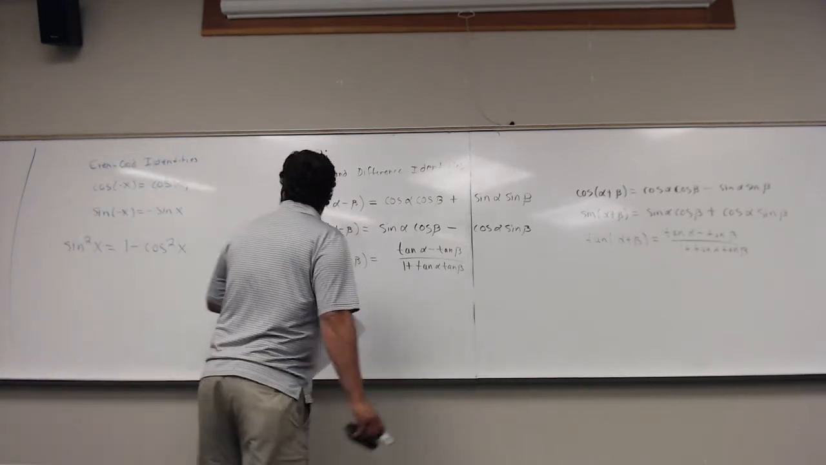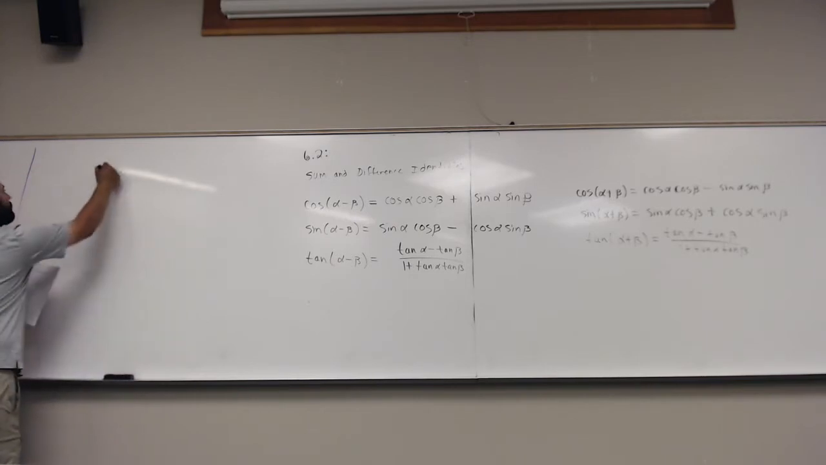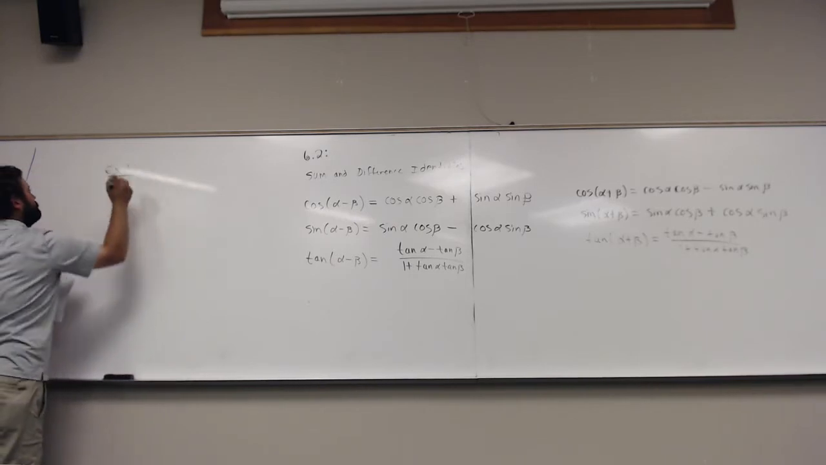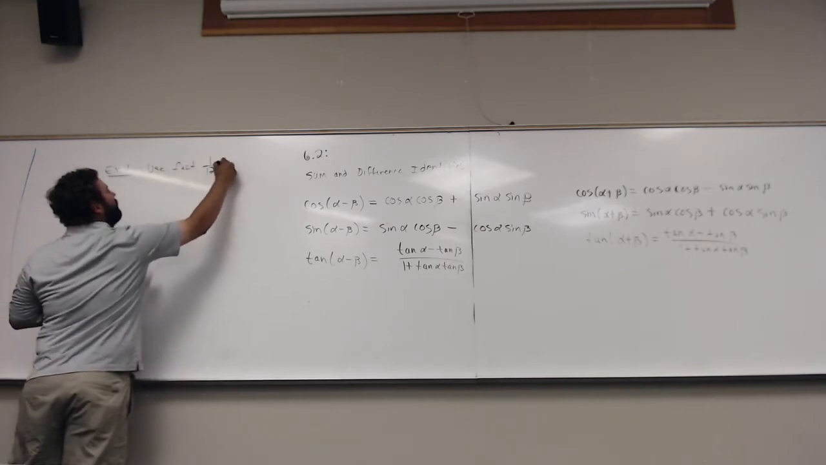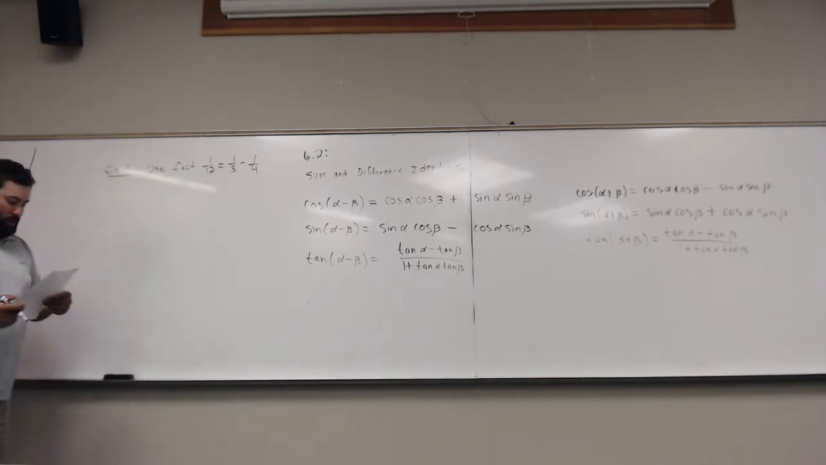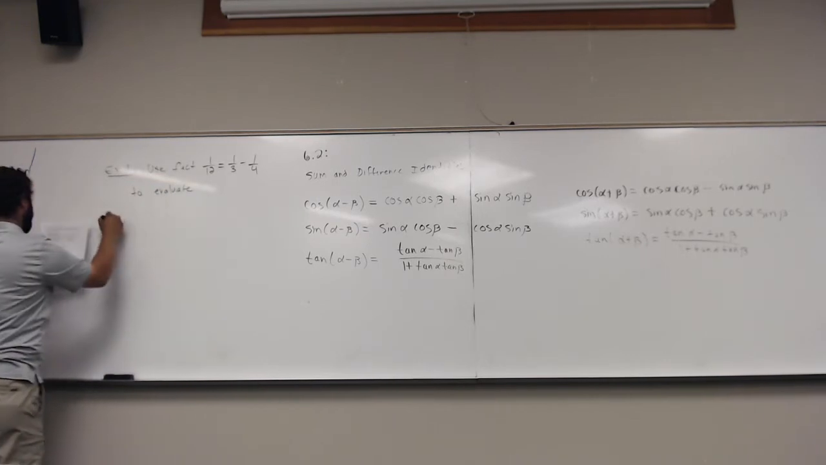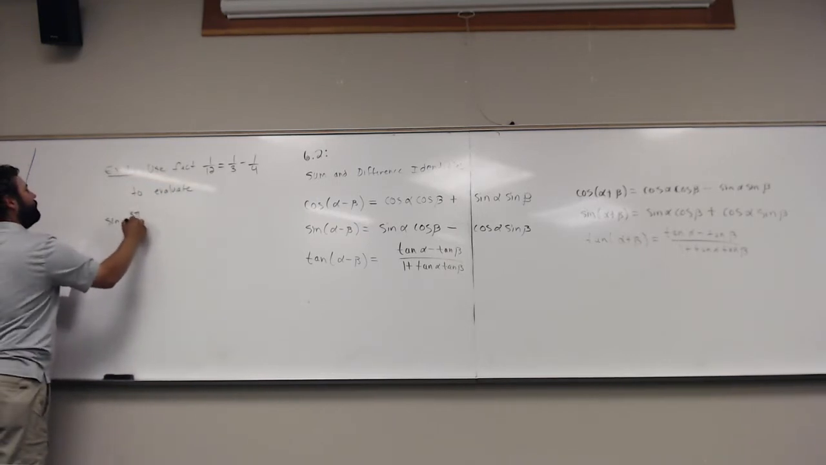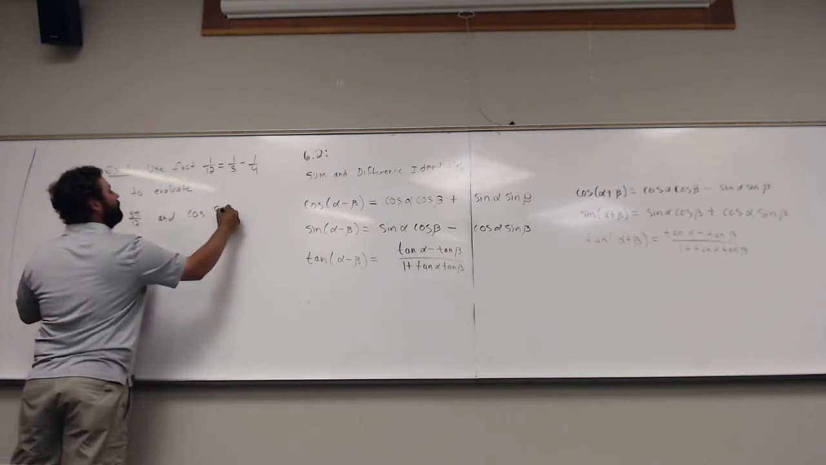So I think maybe I'll come over here and do this example. Example 1, we're going to use the fact that 1/12 is 1/3 minus 1/4 to evaluate sine 5 pi over 12 and cosine 5 pi over 12.